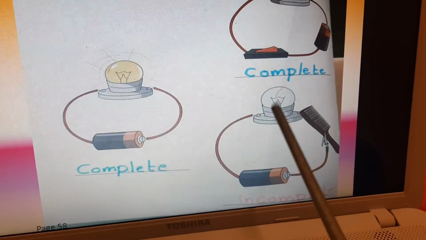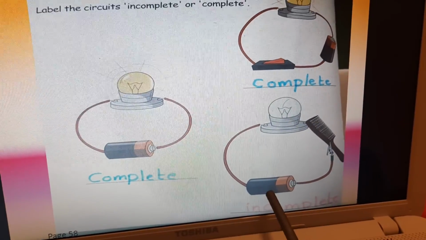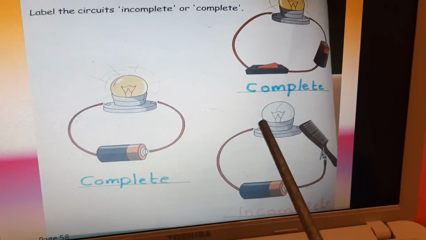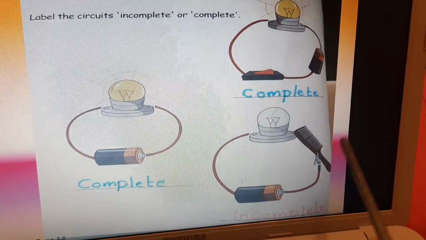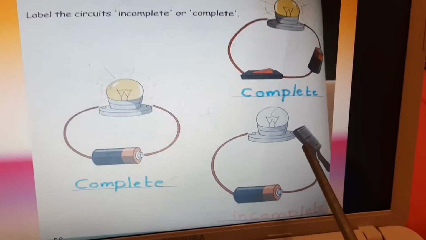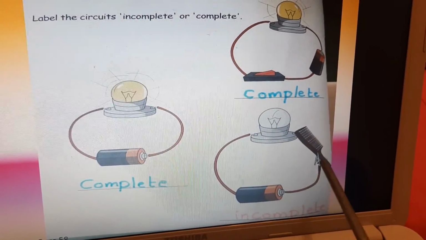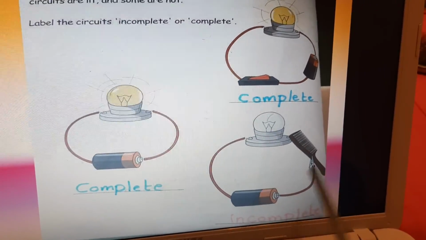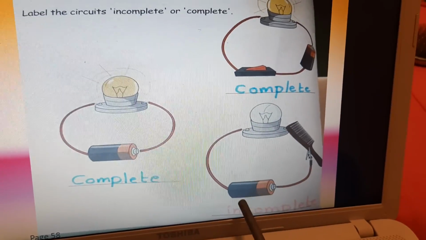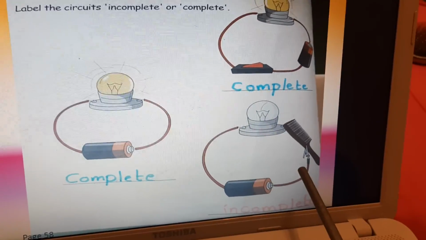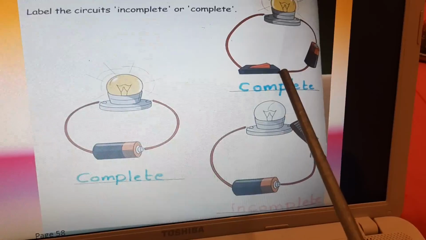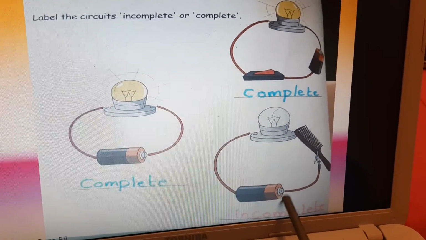And here we have bulb, comb, wire, and battery. But the bulb will not light because we don't have electricity here. This is made of plastic. هذه مصنوعة من البلاستيك. So, electricity cannot flow. لا تستطيع المرور في هذه الدارة. So, this is incomplete circuit. Because the bulb will not light. لن تضيء. Incomplete circuit. Here we have complete, complete, incomplete.